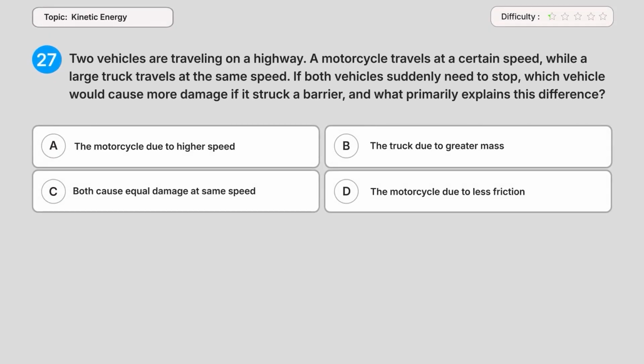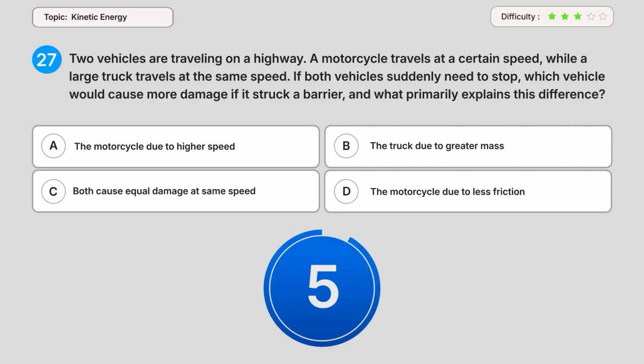27. Two vehicles are travelling on a highway. A motorcycle travels at a certain speed, while a large truck travels at the same speed. If both vehicles suddenly need to stop, which vehicle would cause more damage if it struck a barrier, and what primarily explains this difference? A. The motorcycle due to higher speed. B. The truck due to greater mass. C. Both cause equal damage at same speed. D. The motorcycle due to less friction. Can you guess the answer?